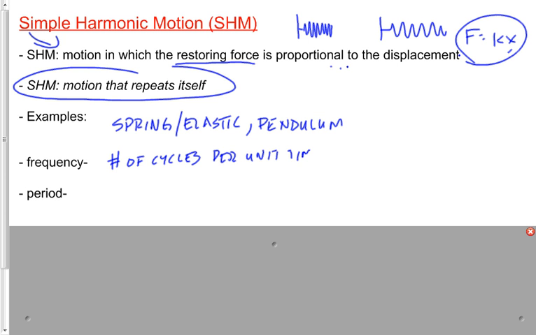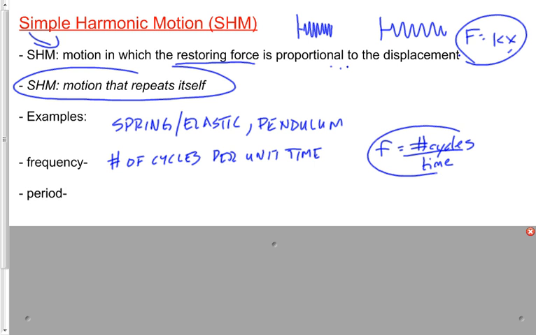How many times the spring vibrates back and forth per second, or how many times the pendulum swings back and forth per second. The number of cycles per unit time. And the equation for frequency is going to be the same as it was in our last unit. It's simply going to be the number of cycles over the total time.